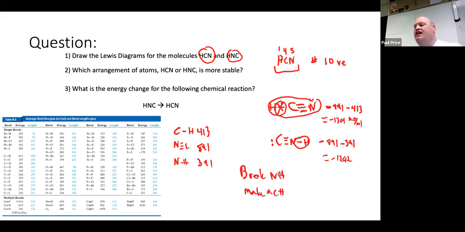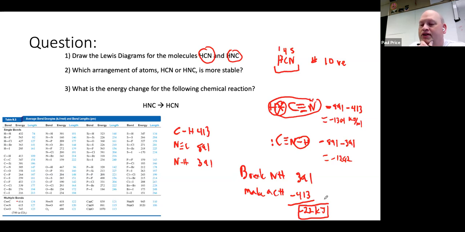Well, breaking an N-H bond is going to require energy from me, and the amount of energy it's going to require from me is 391 to break the N-H, but I'm going to release 413 to the environment to make the C-H bond. Therefore, net, I'm going to have a release of negative 22 kilojoules for every mole of bonds I break. So it turns out, according to our bond energy table, that HNC is more stable than HCN by about 22 kilojoules.